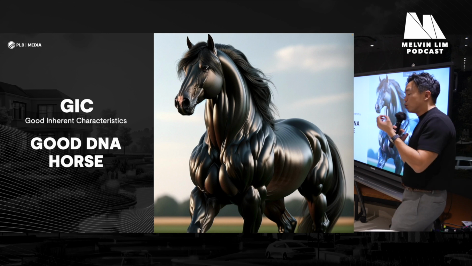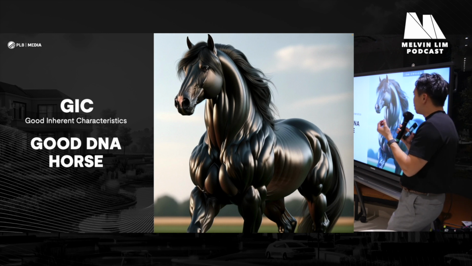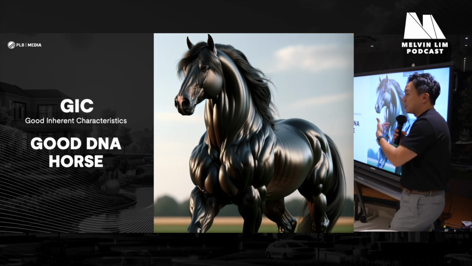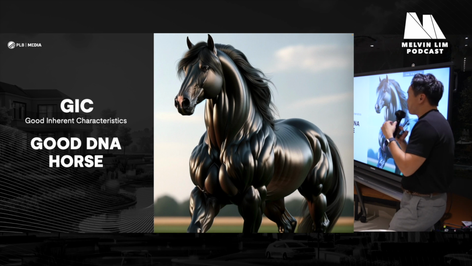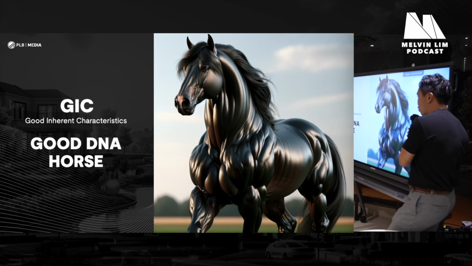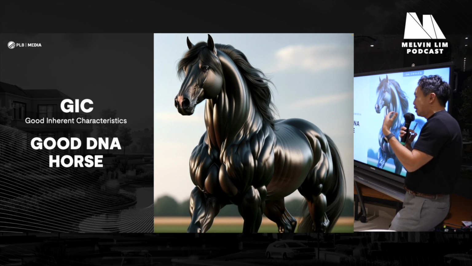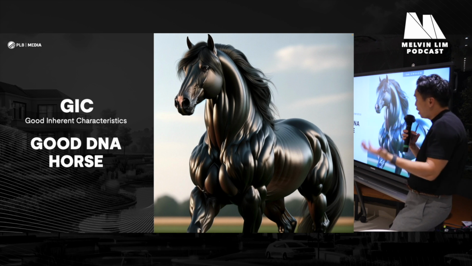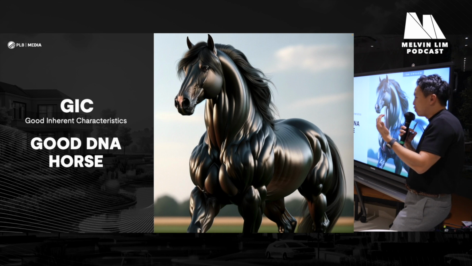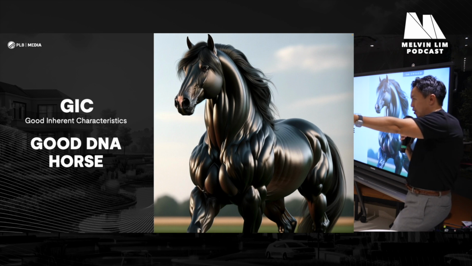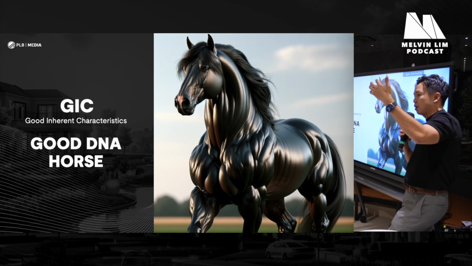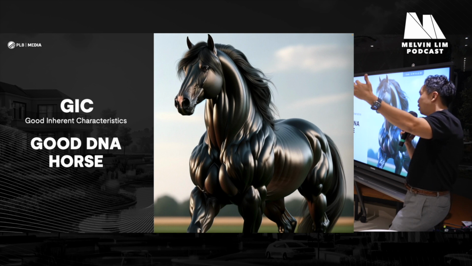If you see a landed property with good DNA, we call it a good DNA horse. Very simple. A good DNA horse is very strong, in the sense that it doesn't have inherent characteristics that you cannot change. Meaning, it's not facing a substation, for example. It's not facing the expressway. It doesn't have a heavy artery road.